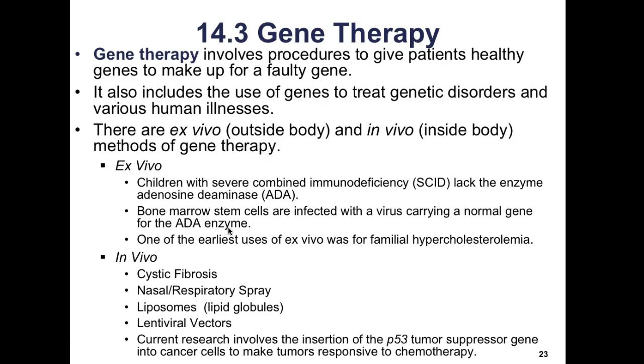Ex vivo gene therapy, basically, so now you're looking at outside the body. Children with severe combined immunodeficiency, or SCID, lack the enzyme adenosine deaminase, ADA. Bone marrow stem cells are infected with a virus carrying a normal gene for the ADA enzyme, and one of the earliest uses of ex vivo was for familial hypercholesterolemia. Basically, in vivo, or inside the body, we see this type of gene therapy used for cystic fibrosis, in nasal respiratory sprays, liposomes, lentiviral vectors, and current research involves the insertion of the p53 tumor suppressor gene into cancer cells to make the tumors responsive to chemotherapy treatment.